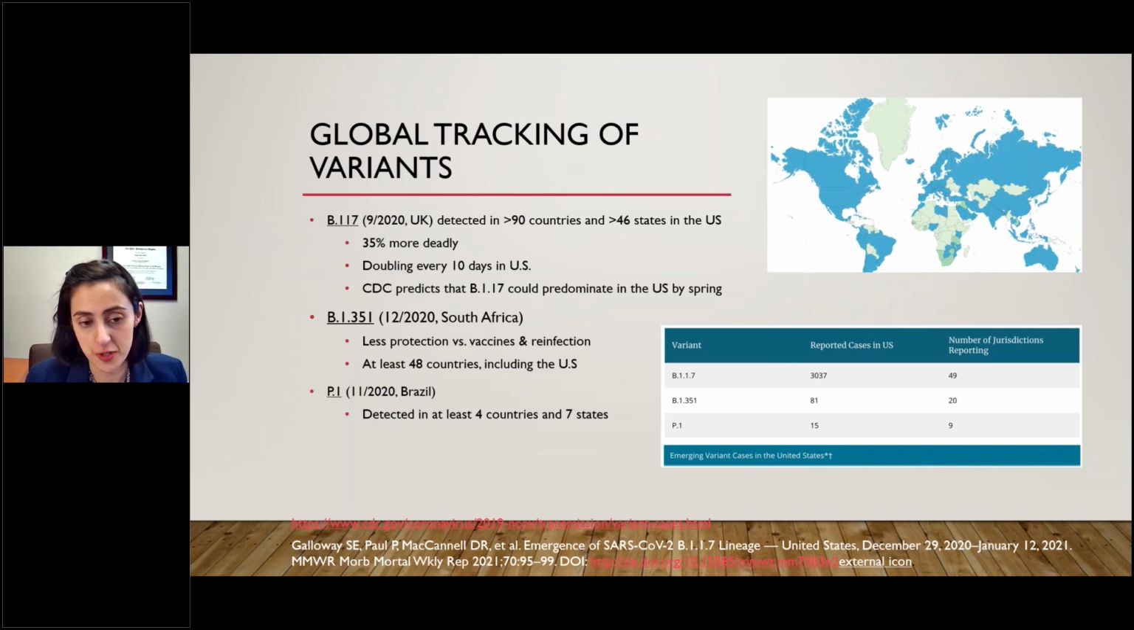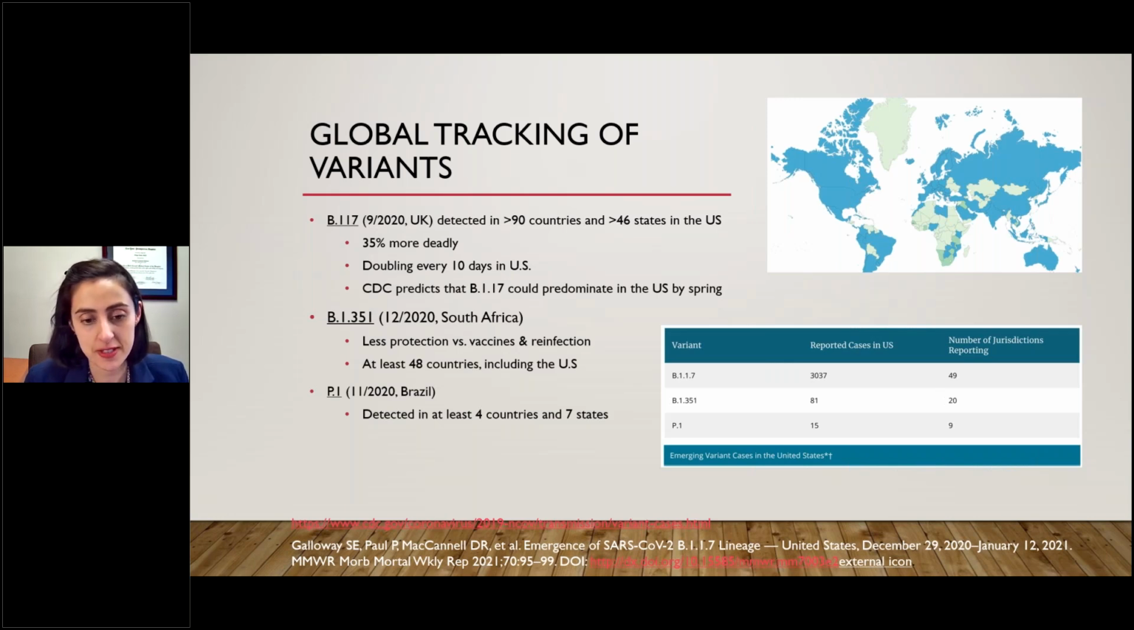So it does a couple of concerning things, which is that it's doubling at a rate of every 10 days in the United States. So whatever facts or statistics we cited 2 weeks ago really don't even apply anymore. You can kind of multiply that by X number. This is on track to become the predominating variant in the coming weeks if we don't do all of the other public health measures that we know work.